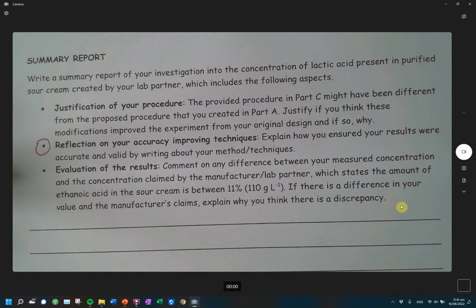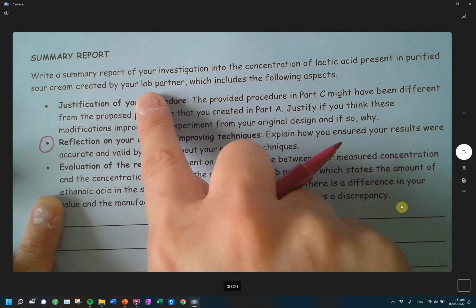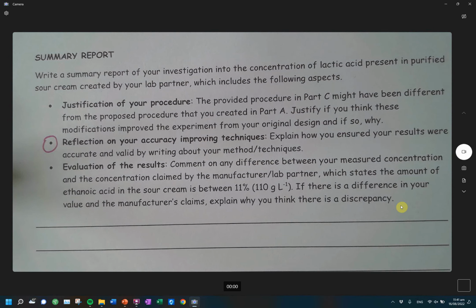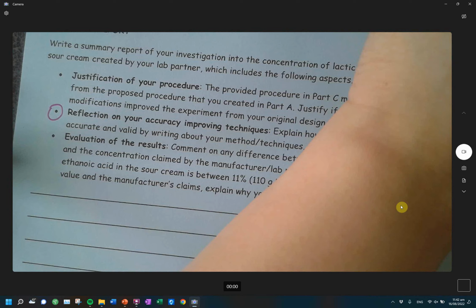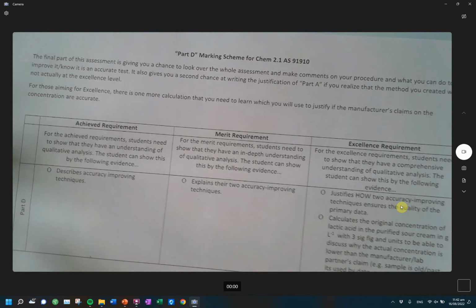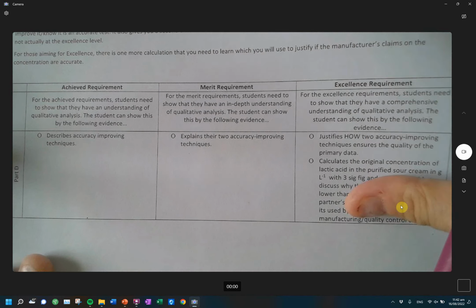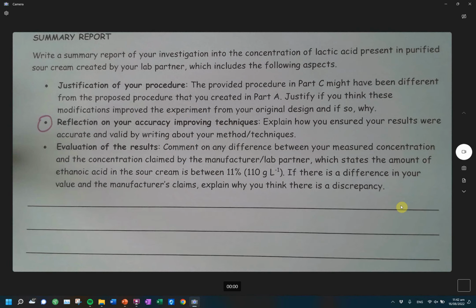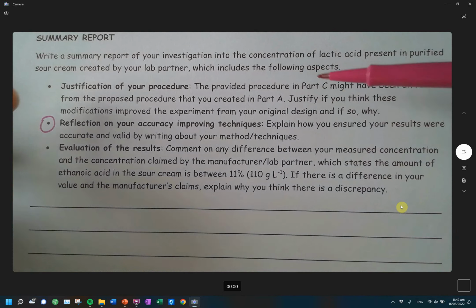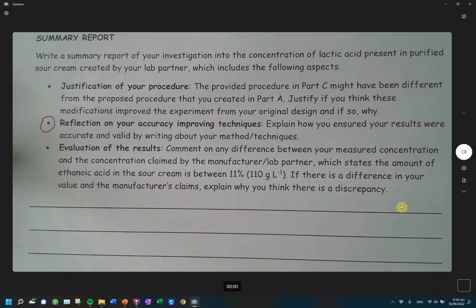So if you are just aiming for an achieved, you could ignore this one, and you could ignore this one. Okay? Looking again at the requirements for the assessment, for the merit, you need to explain that accuracy improving technique. So achieved person states it, merit person explains why they've done that. Again, if you're aiming for just a merit, you just need to do that second bullet point. You could ignore the first one, you could ignore the last one. Are we good so far? Yeah. All right, so hopefully that helps so that way you're not panicking about all the work that I'm talking about in this lesson, because if you're not aiming for excellence, you don't need to do all of it.